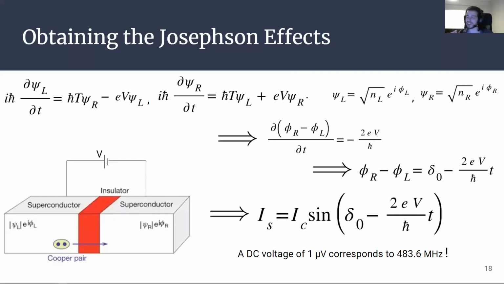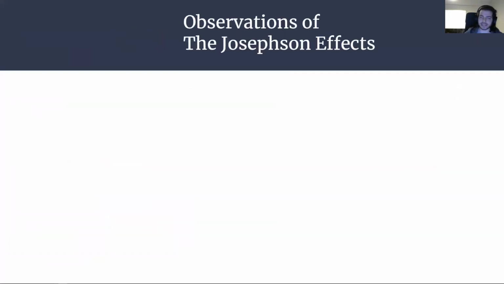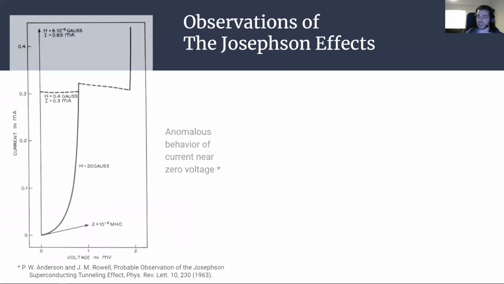So this is a very big frequency. When we apply DC voltage, the oscillation frequency is so high that we get no net current. The Josephson effects were observed one year after Josephson predicted them in 1962. The first observation came from Anderson and Rowell, and the name of the article was Probable Observation of the Josephson Superconducting Tunneling Effect.